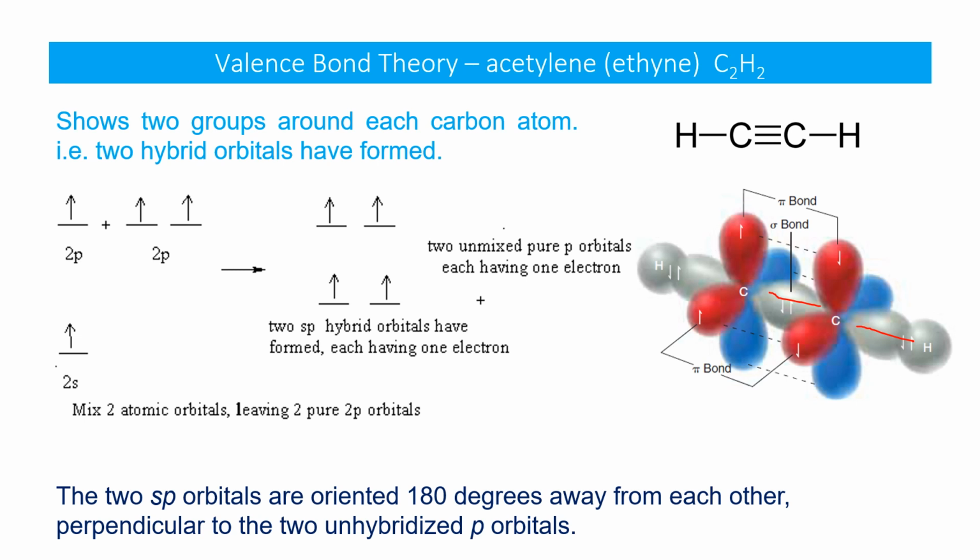The remaining 2 p orbitals undergo pi overlap with each other, and therefore we realize the triple bond.